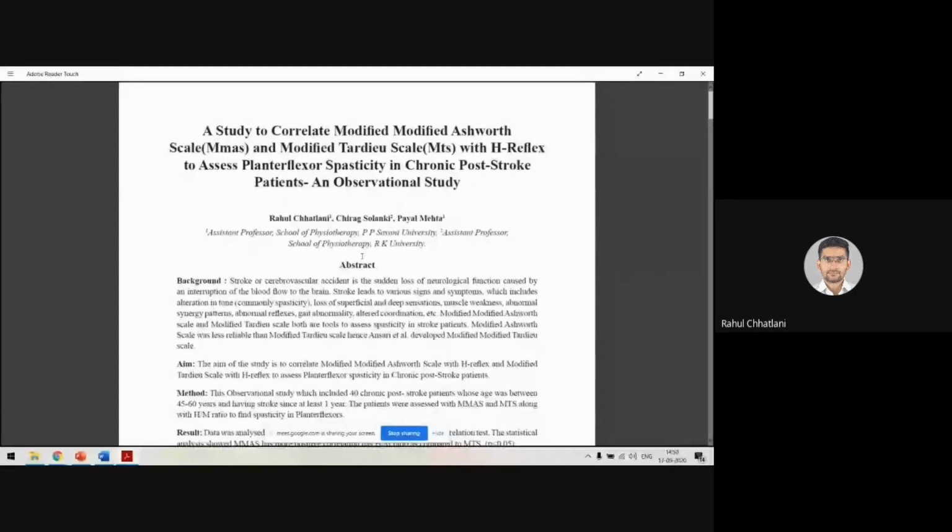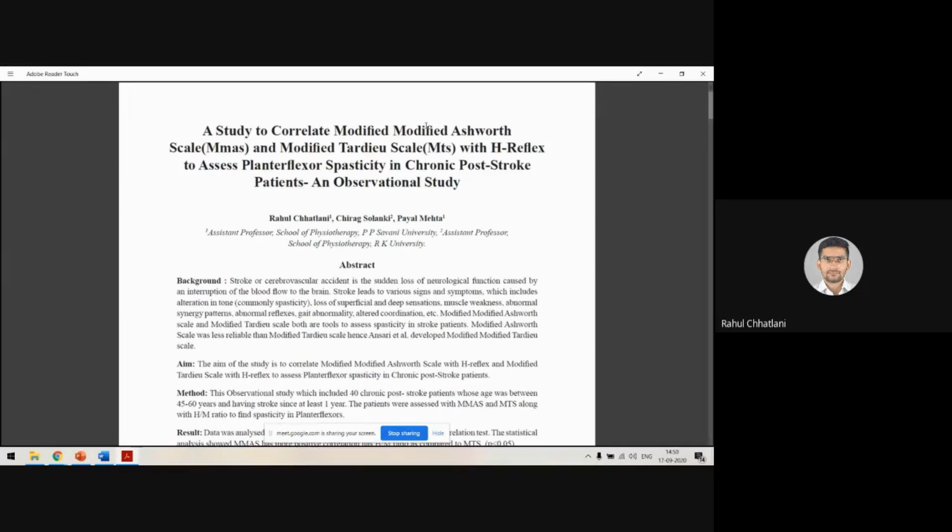So as I was telling you, correlational study. Yes, so this is an article, a study to correlate modified Ashworth scale and modified Tardieu scale with H reflex to assess plantar flexor spasticity in chronic post-stroke patients. It is an observational study. So here there are no dependent variables. All are independent variables. Yes. Why? Because it is a correlational type of study.